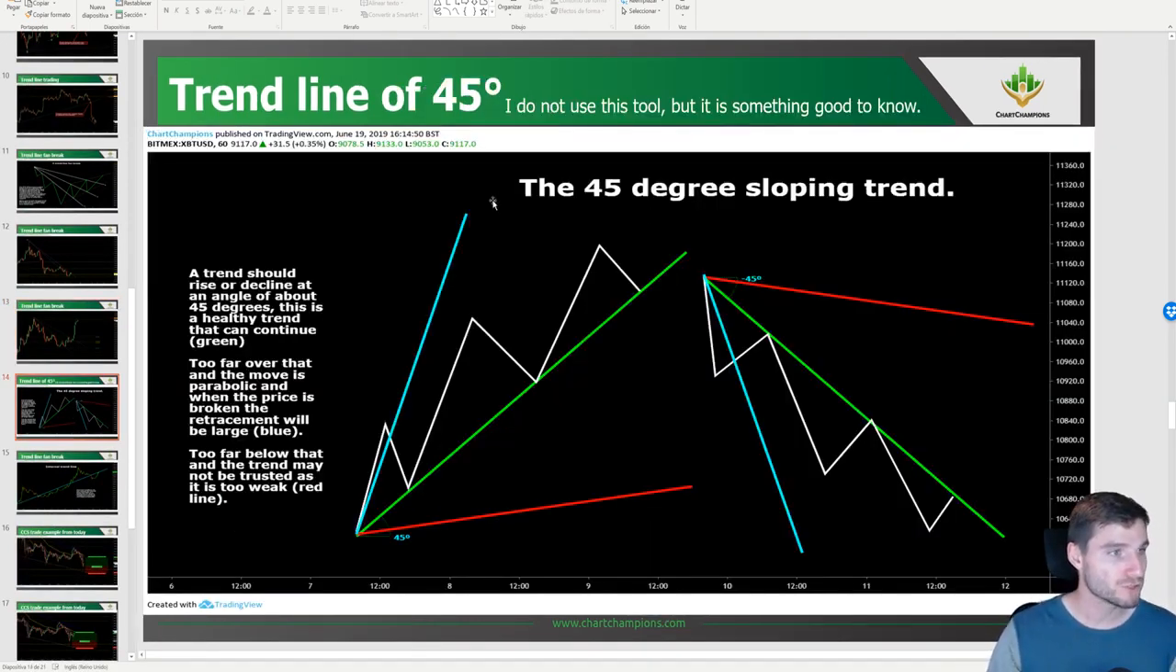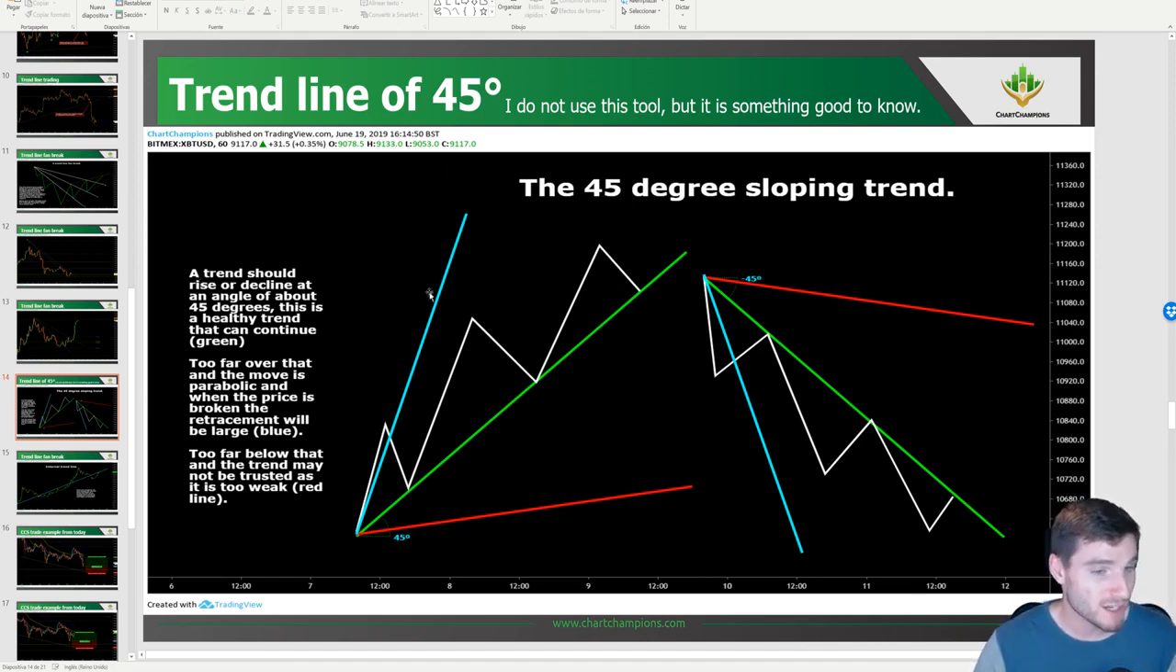But yeah, moving on to the 45 degree trend line. As I said here, I just wanted to highlight that I do not use this tool, but I obviously know the theory behind it. Personally it's not something that I actively use, if I'm honest, ever in trading. But it's still something useful to be aware of. Knowledge about this is still good to have, I guess.